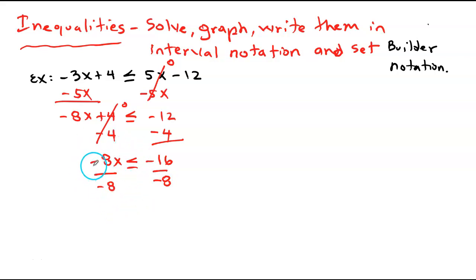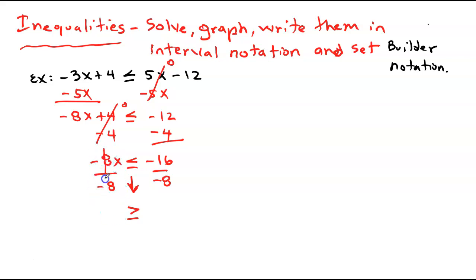And here comes the problem with inequalities. When I divide or multiply by a negative number, I switch the direction of my symbol. It used to be less than or equal to, now it's greater than or equal to. When I divide or multiply by a negative, I switch the symbol only when I divide or multiply. That's it. Only when multiplying or dividing. Not subtracting, not adding, multiplying, dividing.